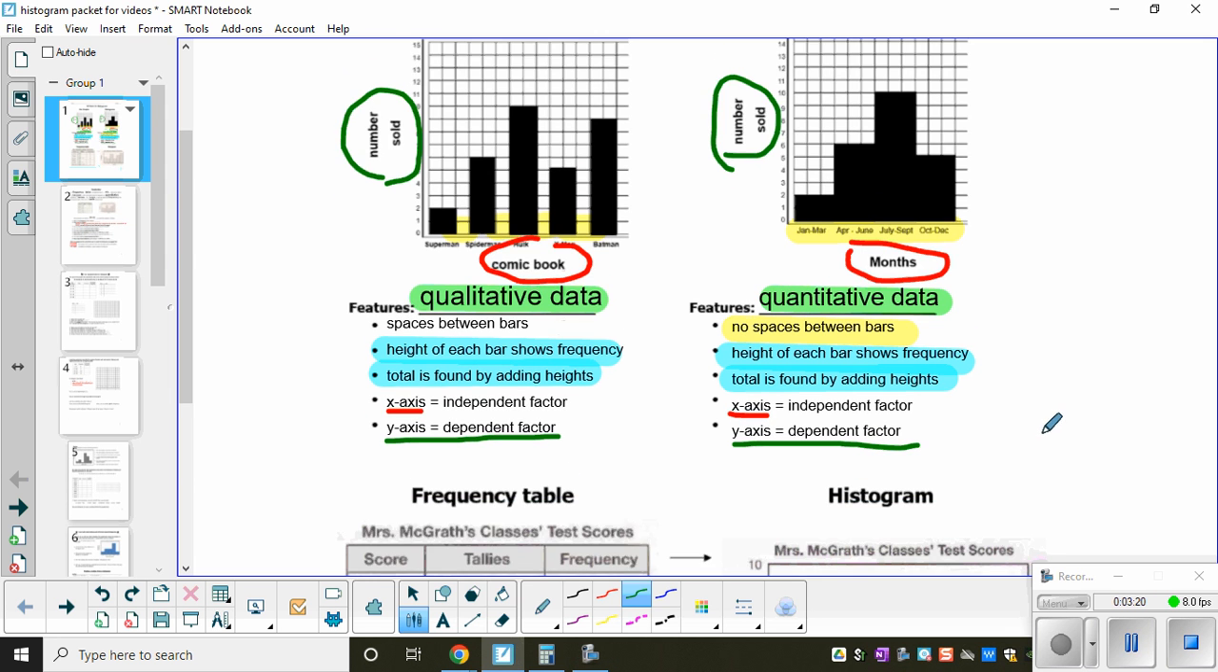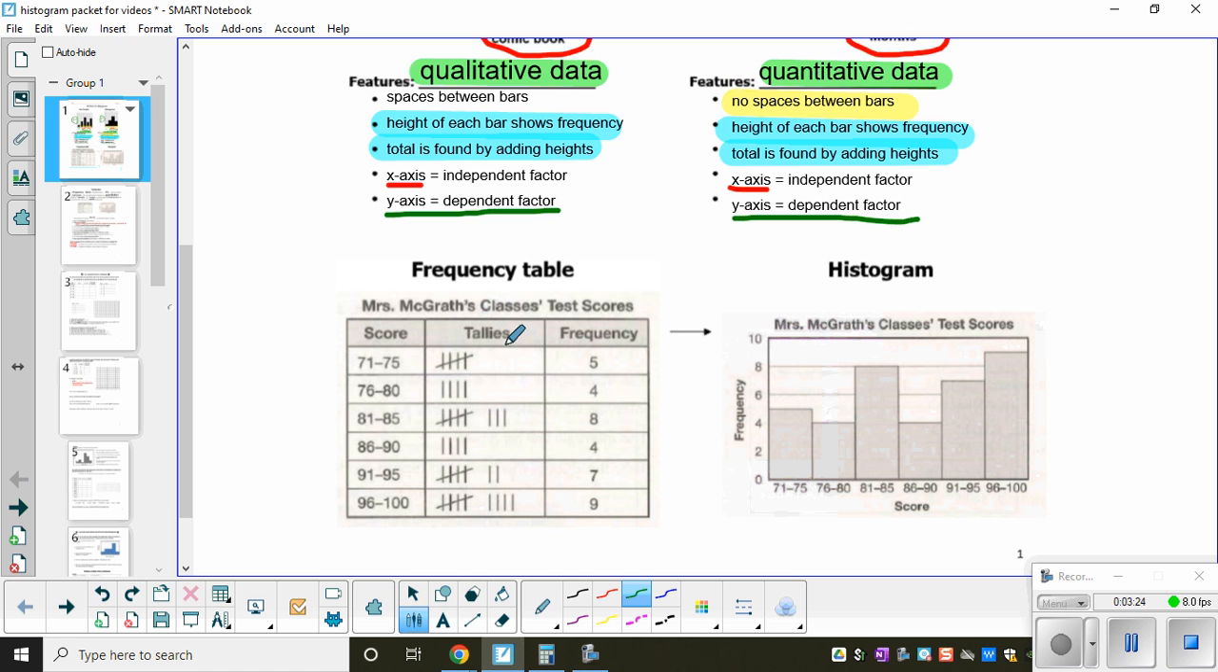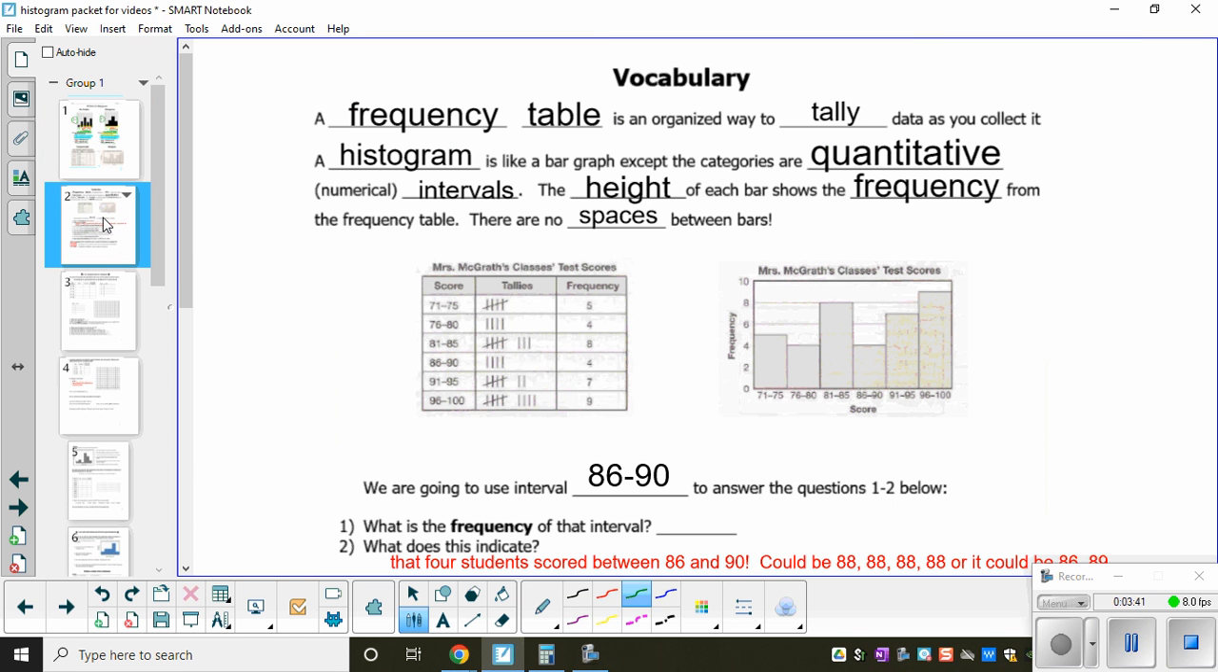Now, what you're looking at right here, again, is me going from a frequency table to a histogram. It's another example down here where you can see that we have numerical data represented in intervals. And because this interval is from 71 to 75, there is no space from here to here. We're going to formalize this a little bit more if you guys want to flip over with me now, and we can take notes here on some vocab.